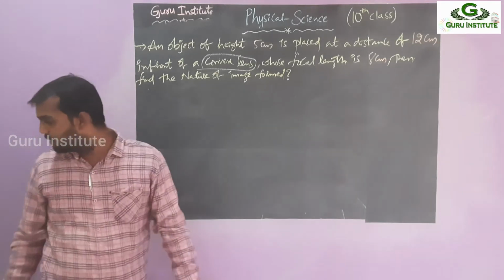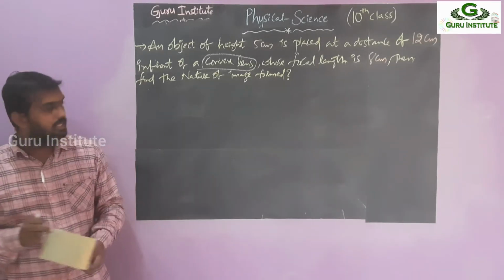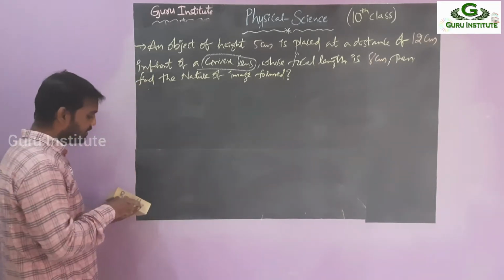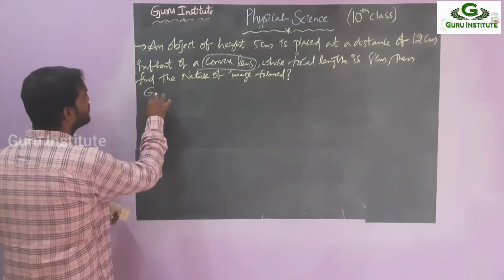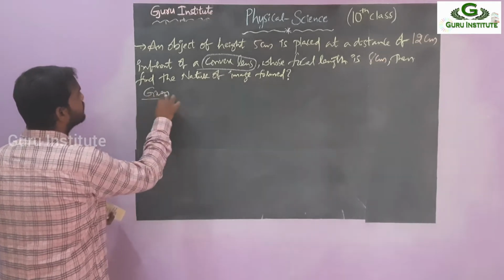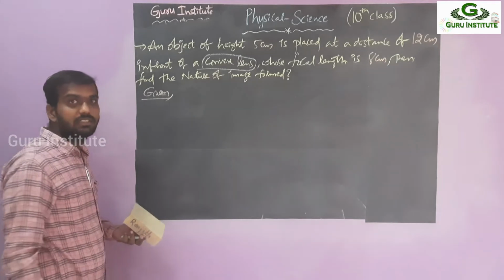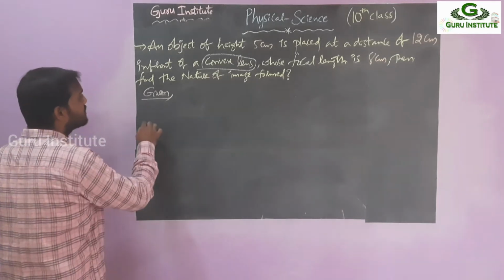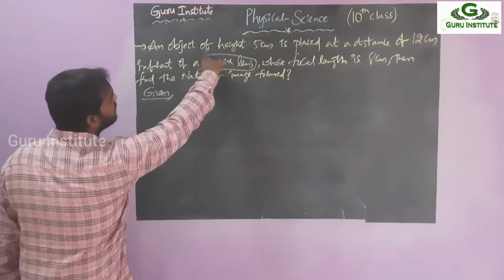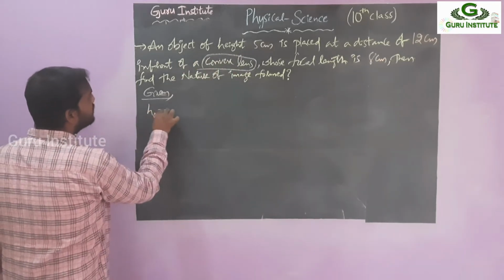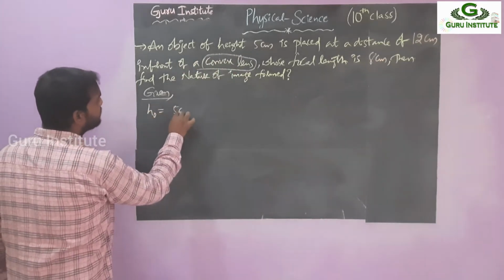For any problem in mathematics or anywhere, first write down the data. Given data, you have to write. So what is the given data? Which mirror, which lens is it? Convex lens. So just note down the values. Object height, that is h naught, is 5 centimeter.